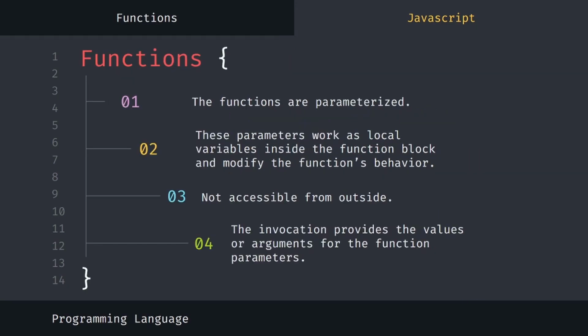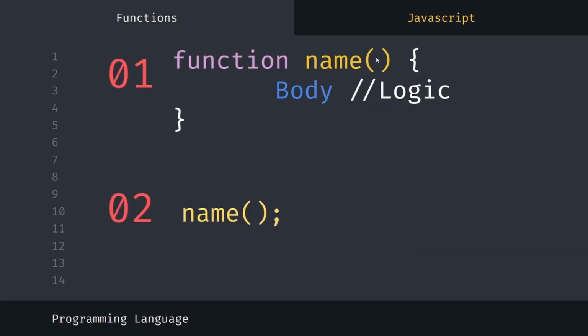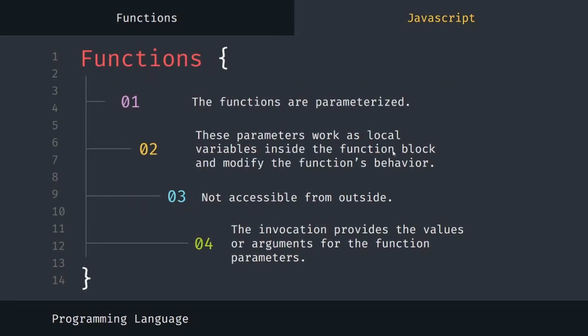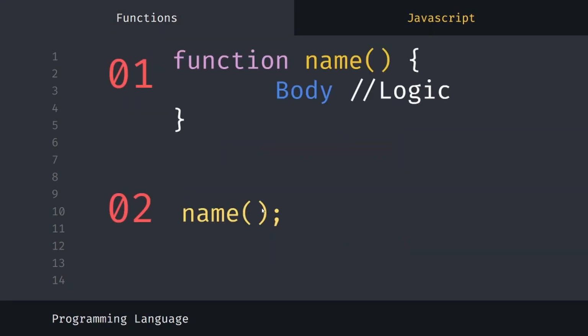Now, functions and parameters. Here, we need to put the parameters. They are like inputs that work as local variables inside the function and modify their behavior. They're not accessible from outside the function. The invocation provides the values, or arguments, for the function parameters. Here we put the arguments from which the parameters are going to work. Don't forget to put the arguments because we can have undefined results.